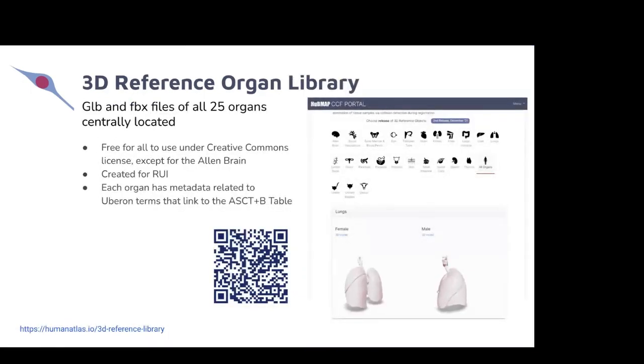If you want to view the whole set of organs that we have mapped, for now you can just scan the QR code and visualize all the organs that are there. For now, we have blood vasculature that is 3D modeled. Then we have bone marrow, placenta, prostate gland, uterus, and there are a lot of organs that we have mapped as of now.